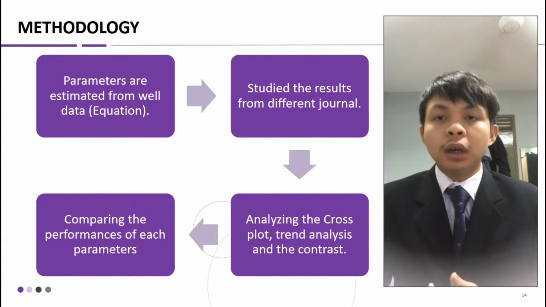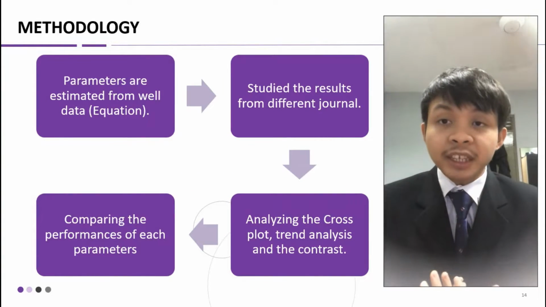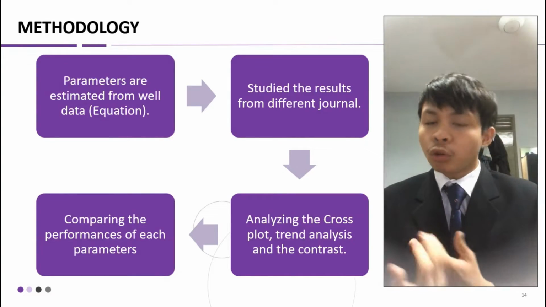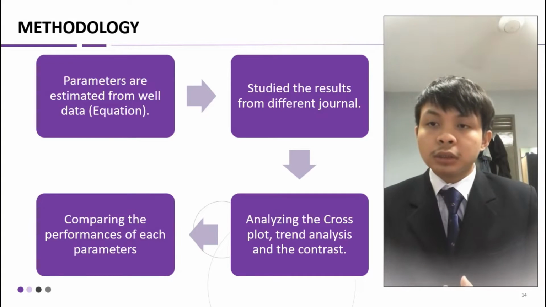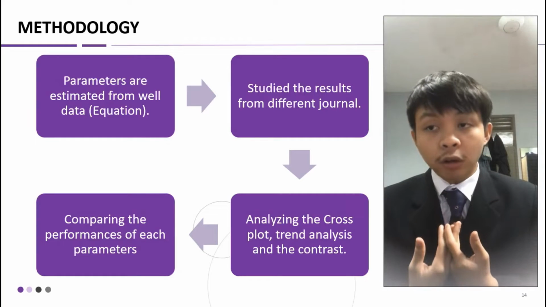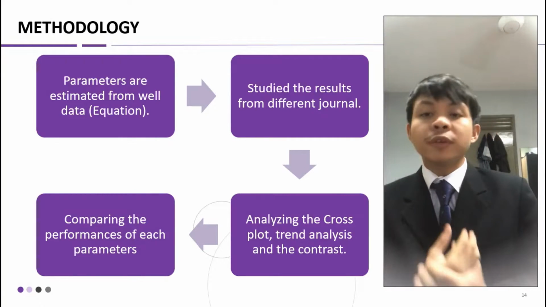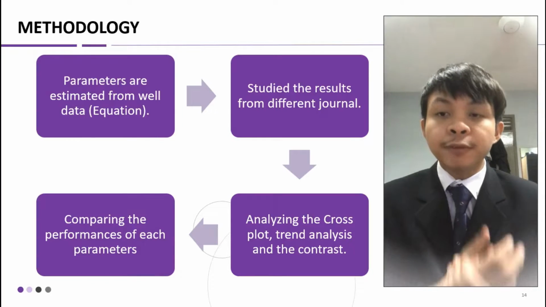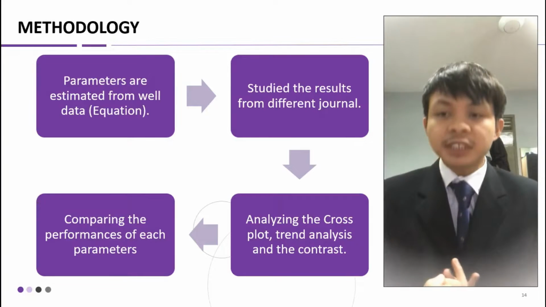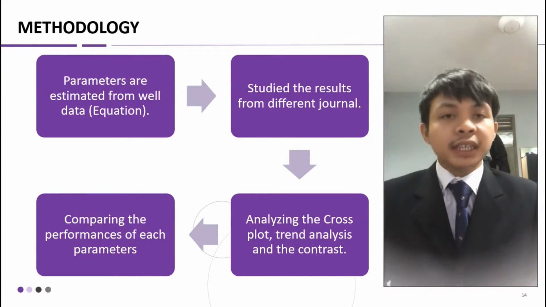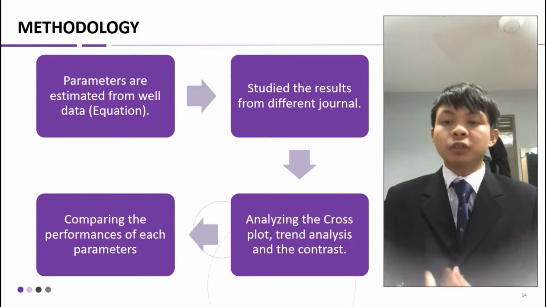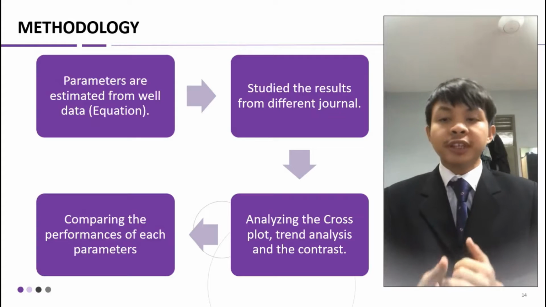For the methodology, this journal review analyzed different applications of elastic domains such as Poisson ratio, P impedance and S impedance, lambda mu rho, and SQP and SQS. These parameters are estimated from well data using each equation where the inputs are derived from well log. To correlate these parameters with hydrocarbon content, we studied the results from different journals where the field has been examined. Cross-plot, trend analysis and the contrast have been analyzed to show the performance of the parameters in determining the hydrocarbon. Finally, the performance of these parameters were compared to each other to identify which one is the best fluid indicator.